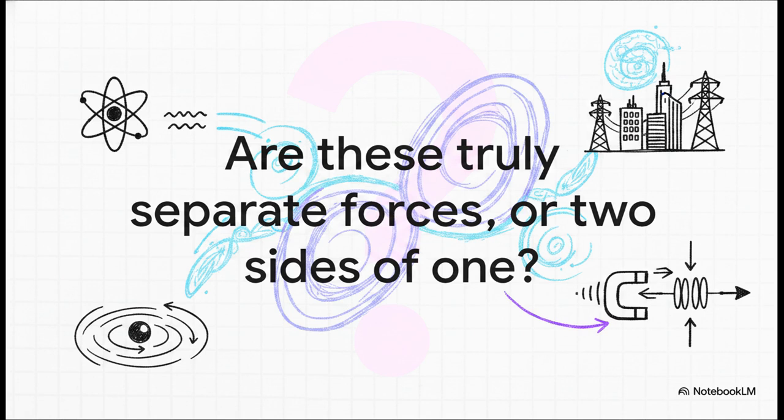As we wrap up this explainer on the hidden building blocks of our world, I want to leave you with a question to chew on. If moving electrons create magnetic fields and moving magnets generate electric currents, are they really truly separate forces, or are they just two interconnected sides of the exact same invisible reality? It makes you wonder what other invisible realities might be intertwined right in front of our eyes, just waiting for us to map them out.